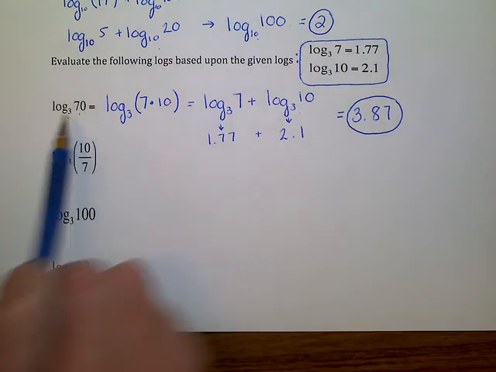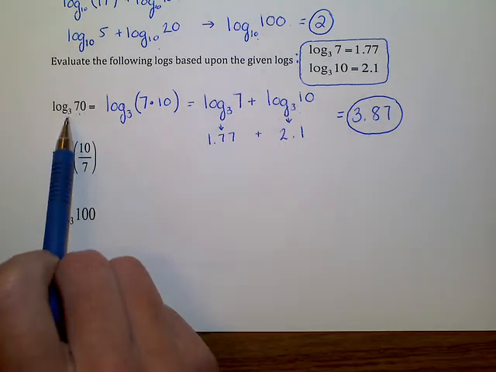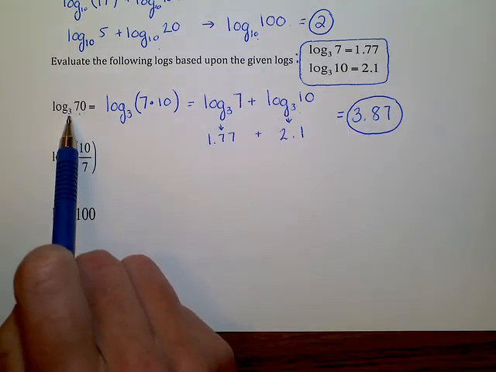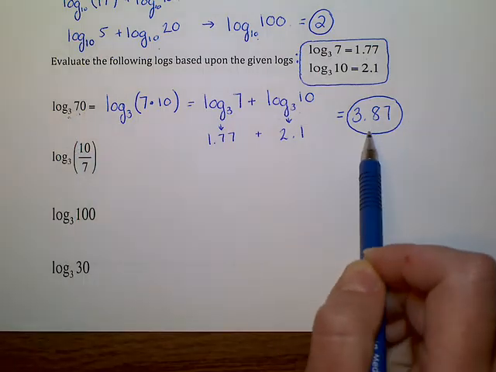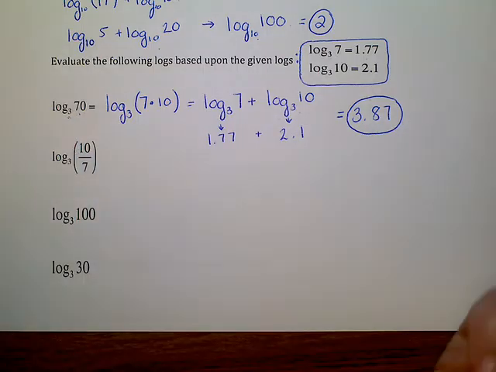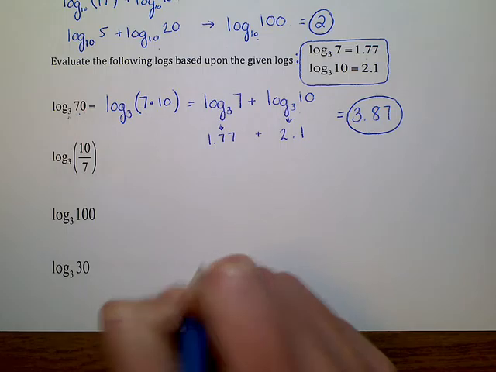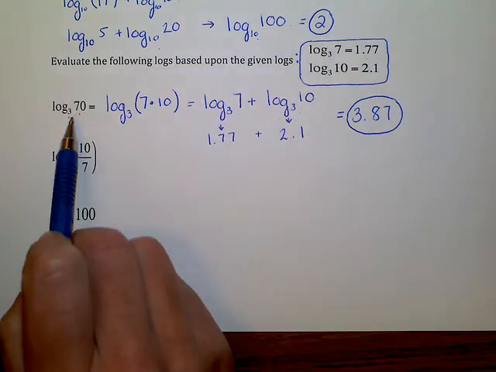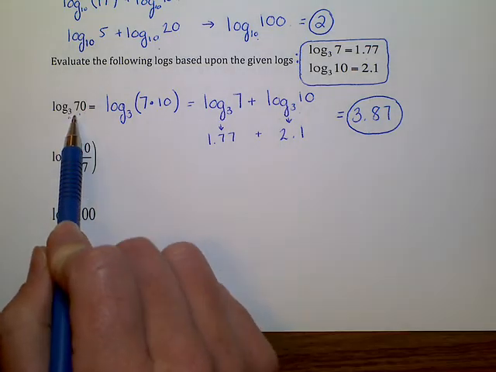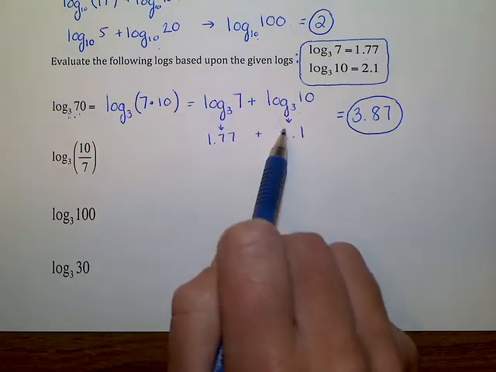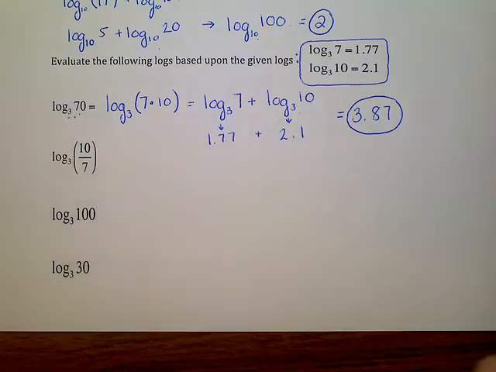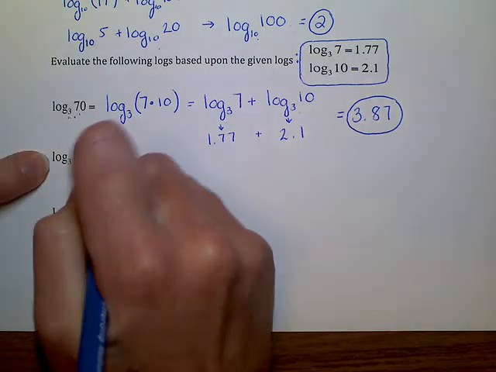If you think about it, I know that 3 to the 3rd is 27, 3 to the 4th is 81, so my answer of 3.87 does make a little bit of sense. So here we didn't condense, we actually started with 1 log. We expanded into multiple logs to help us answer the question. That's a little bit different than those problems we looked at above. Above we were condensing, here expanding helped us evaluate.